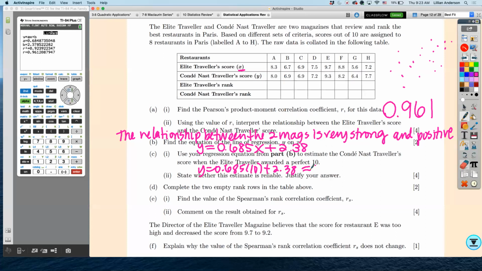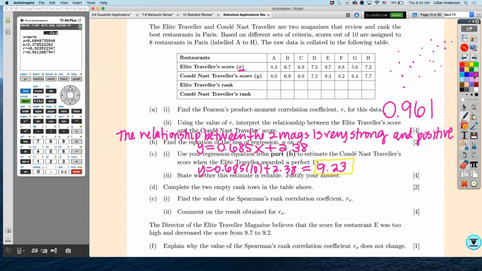I got 9.23. 9 point what? 23. Confirmation? I got that too. Good stuff. So, is this estimate reliable? Yes or no, and justify your answer.